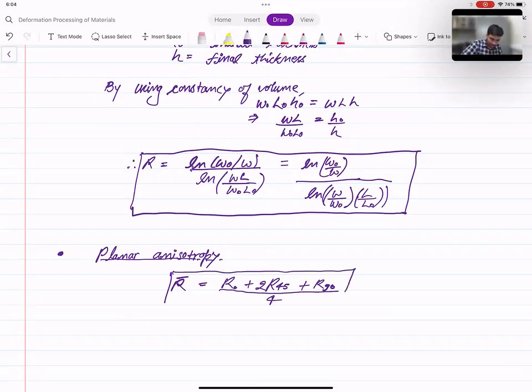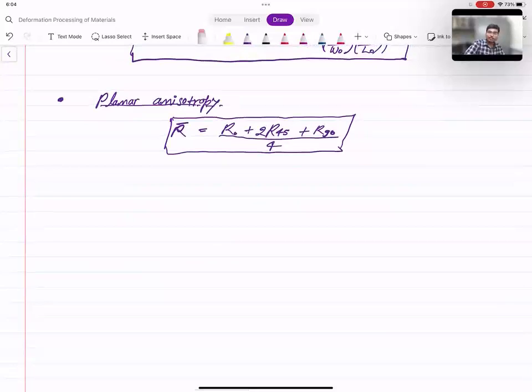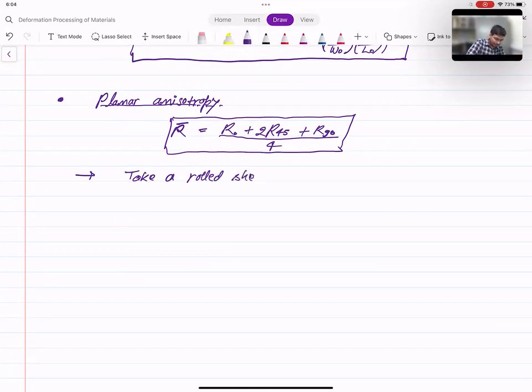So this relation gives us the planar anisotropy. Earlier one was normal. To understand it better, suppose we take a rolled sheet and we cut samples from it in 0 degree, 45 degree and 90 degree directions.